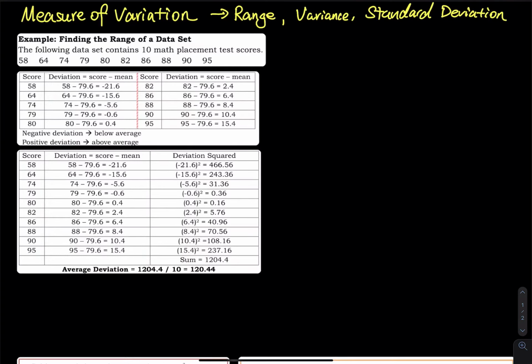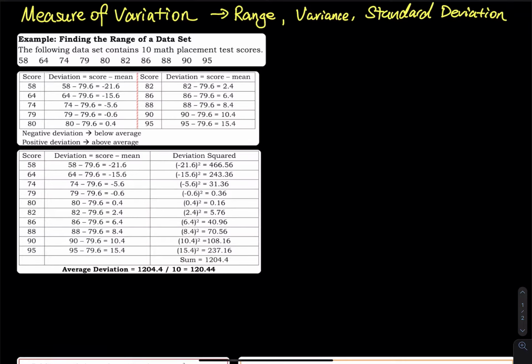In this video, we are going to talk about the basic concept of measure of variation. Measures of variation include the range, variance, and standard deviation. Let's start with the range. So what is the range? The range of a data set is the difference between the maximum and the minimum entry in the set. To find the range, the data must be quantitative.